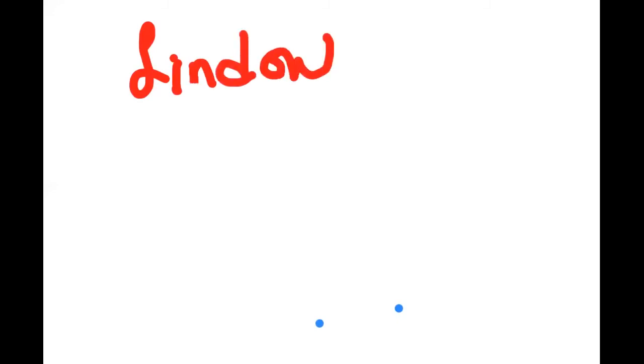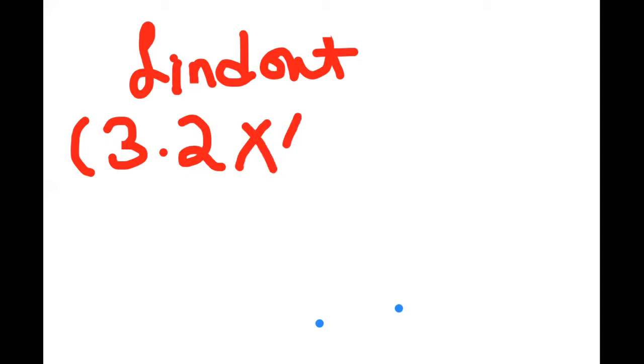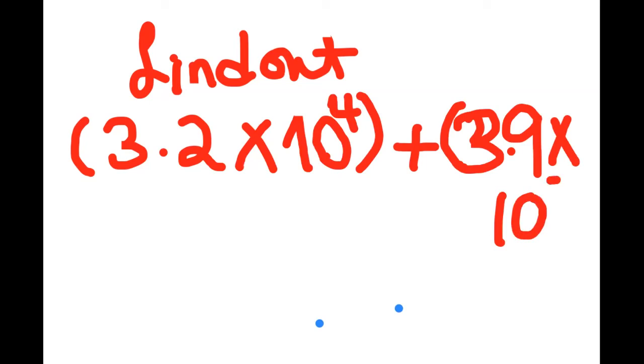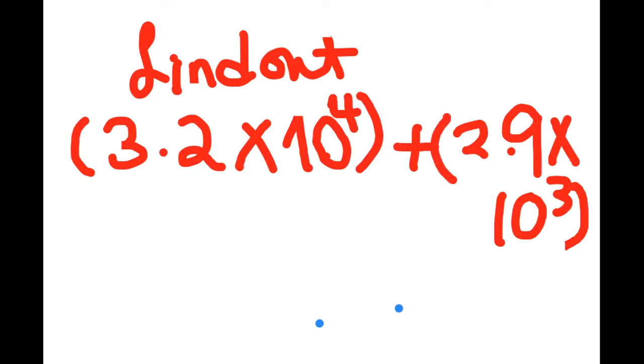I'm sorry, I'm back. Okay. Find out 0.2 times 10 power 4 plus 3.9 times 10 power of 3. So please, Robust, try to solve it.